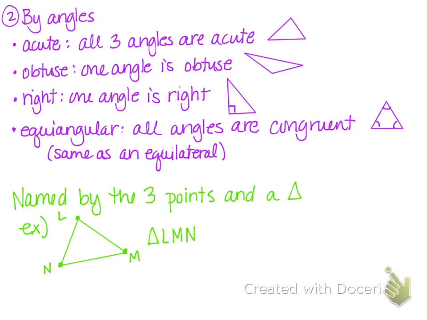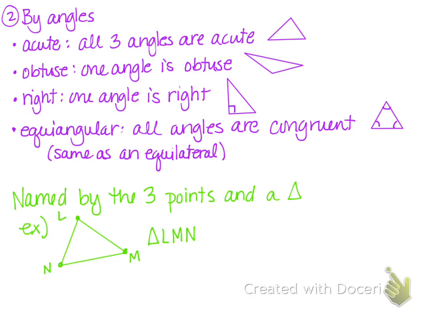Now, the other way we like to classify them is by angles. We have acute triangles, which means that all three angles are acute, so all three angles are less than 90 degrees. We have obtuse triangles, where we have one angle that is obtuse, and obtuse means greater than 90 degrees. If you look right here, this angle appears to be obtuse.